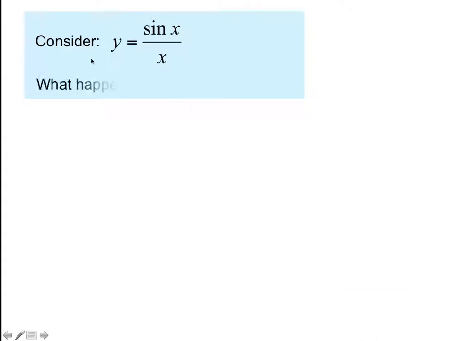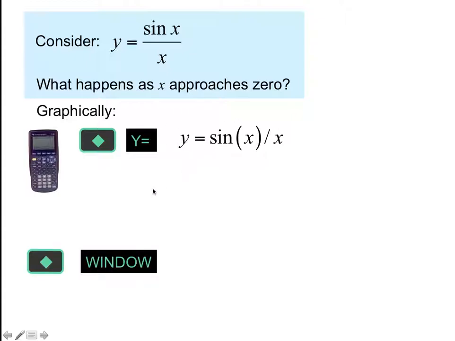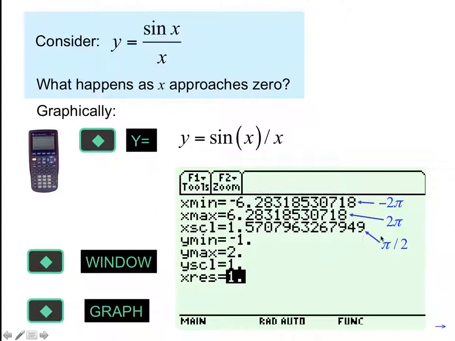So let's consider this function, sine of x over x. What happens as x approaches 0? So again, let's take a look at this graph. When we want to graph this on our graphing calculator, we're going to put in this, and we're going to make sure that our mode is in radian mode. And then let's go from minus 2 pi to plus 2 pi, and let's scale this by pi over 2.